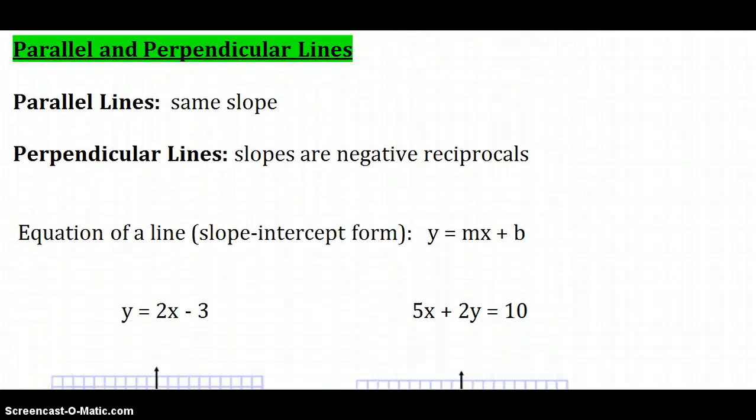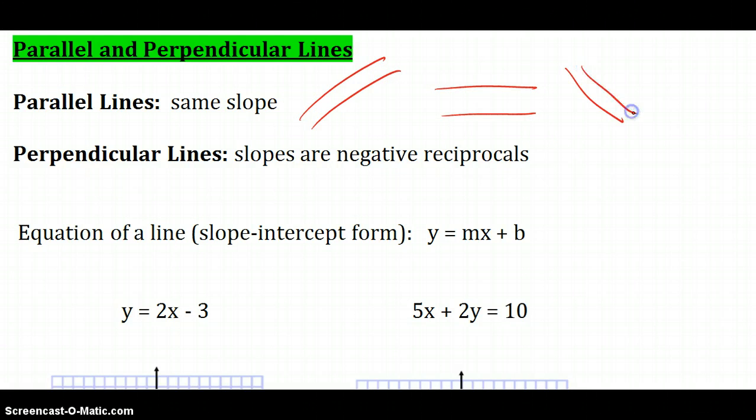Now a couple notes about parallel and perpendicular lines. You should already know that parallel lines have the same slope. If they're parallel, they never cross, no matter what they look like. They're parallel, they have the same slope. If they're perpendicular, the slopes are negative reciprocals. Perpendicular would make a T, and that means their slopes are negative reciprocals. So if this line had a slope of 6, that would mean that this line would have a slope of a negative reciprocal, which would be -1/6.